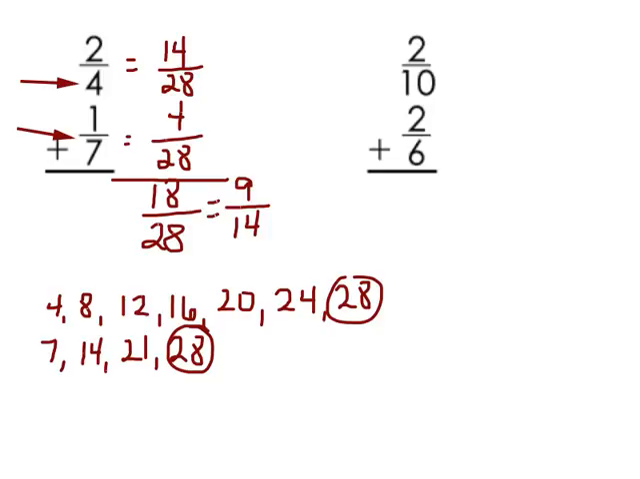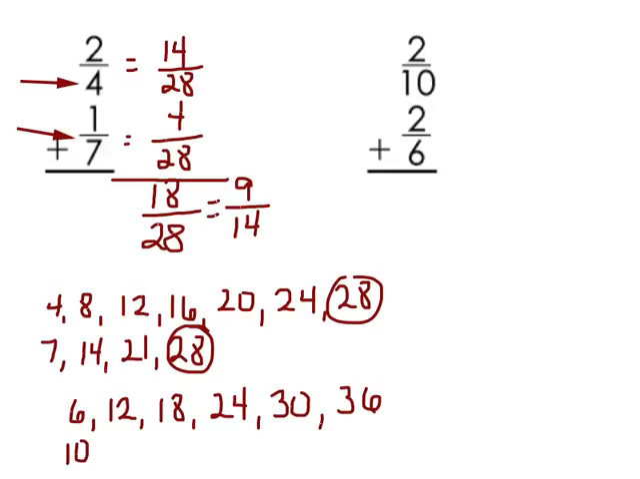So let's look at the sixes. I've got 6, 12, 18, 24, 30, 36. Let's stop there. And let's do our tens. 10, 20, 30. Oh, as soon as I see one that I've already written, I stop. There's no need to go on. So my common denominator is a 30.